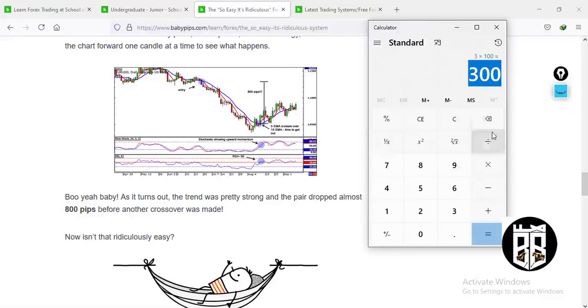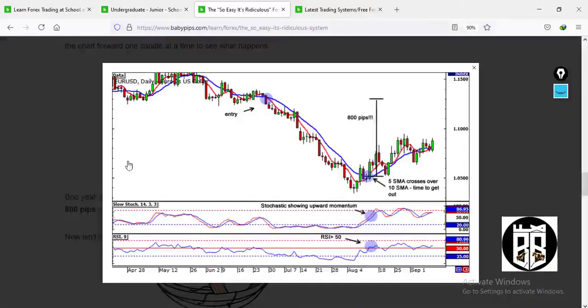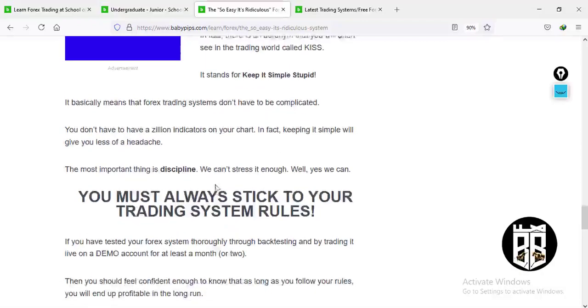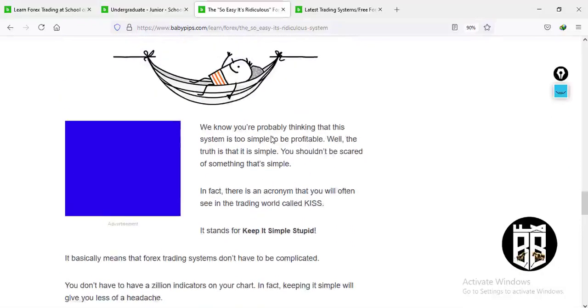Okay, so it's the same thing. If you're risking 300 and you want this trade of 800 pips, so that's 3 times 800, and that will give you like $2,400 after a month. That's a good trade. So yeah, it's a win-win. So is it just that simple?